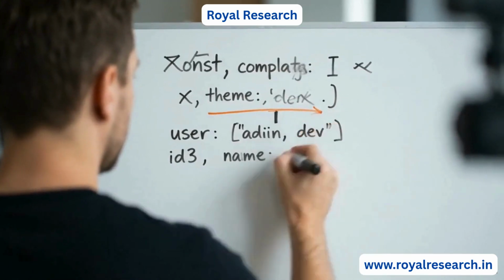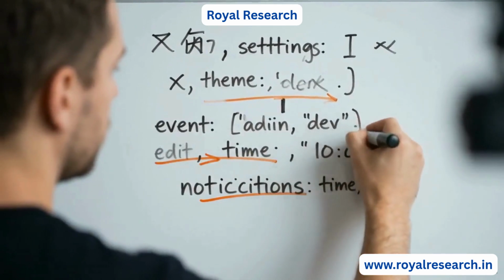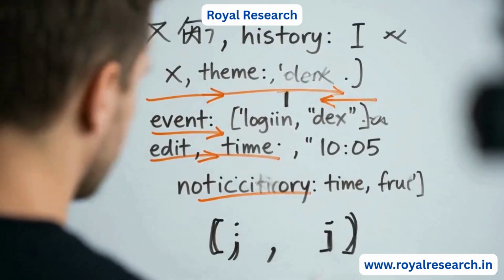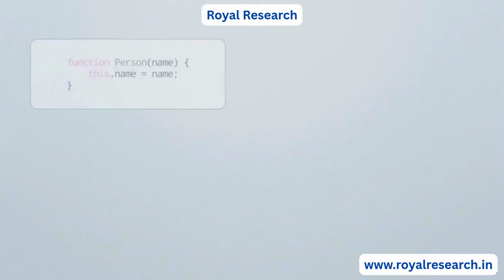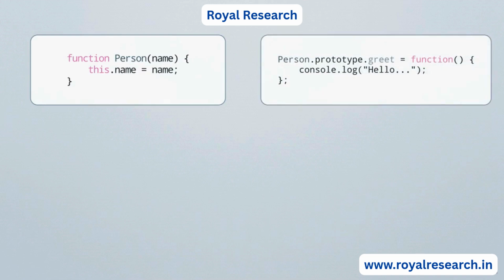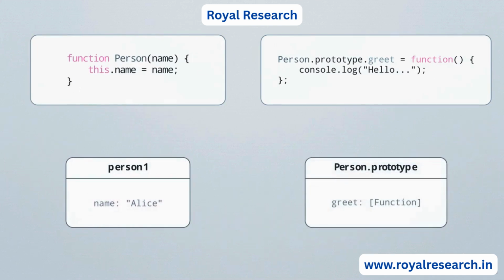Scaling complex object structures across an application requires an efficient system that completely avoids redundant data duplication and preserves memory. Attaching a method directly inside a constructor causes the engine to duplicate that function in memory for every instance created. This is the Royal Research person constructor, paired with the optimized person.prototype.greet block. When person1 is instantiated, the engine creates a node containing only the unique property, the name, Alice.